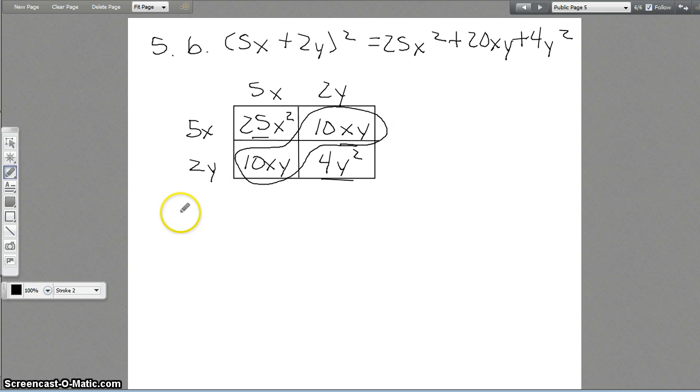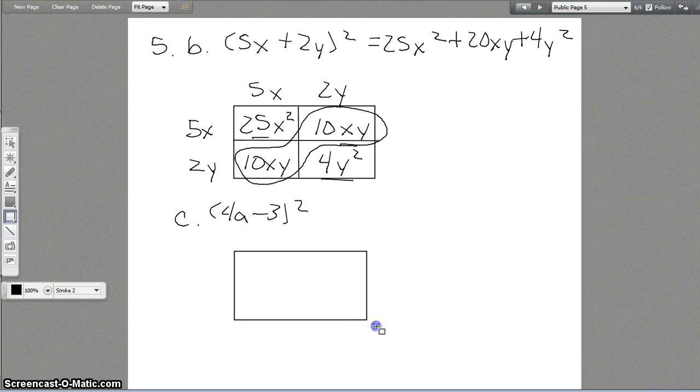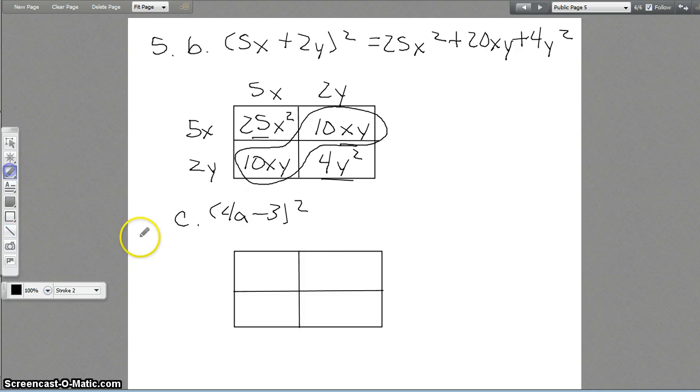Now let's look at 5c. 5c has the problem 4a minus 3 quantity squared. Okay, so we're still supposed to make a diagram. I'm going to make a diagram here and draw my grid lines, and it looks like this problem I will probably have to finish in part 2, but I'll at least get it written. So we have 4a minus 3 and then 4a minus 3, and I will finish this problem in the part 2 video.